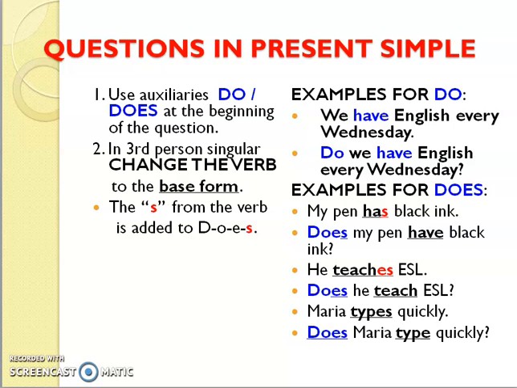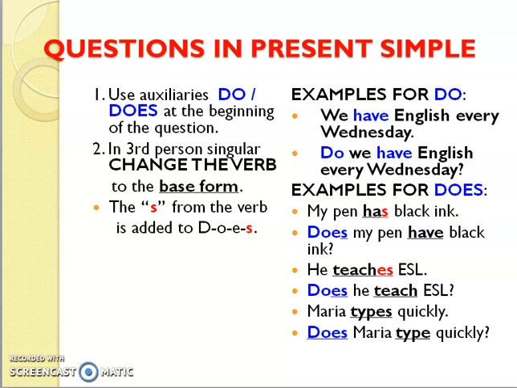Do we have English every Wednesday? Examples for does. My pen has black ink. Does my pen have black ink? He teaches English as a second language. Does he teach English as a second language?